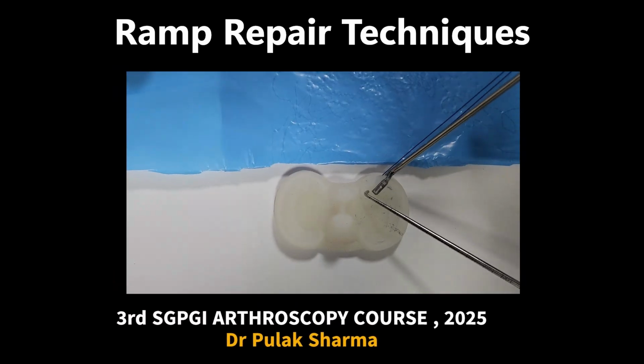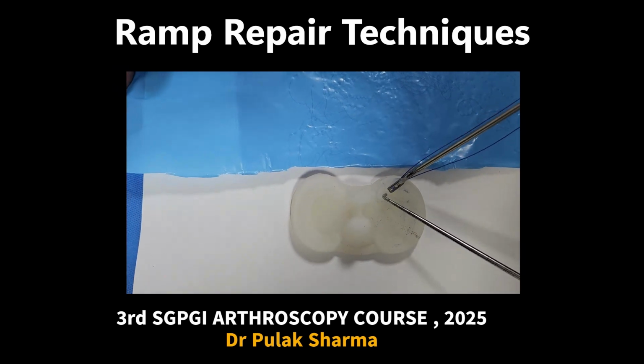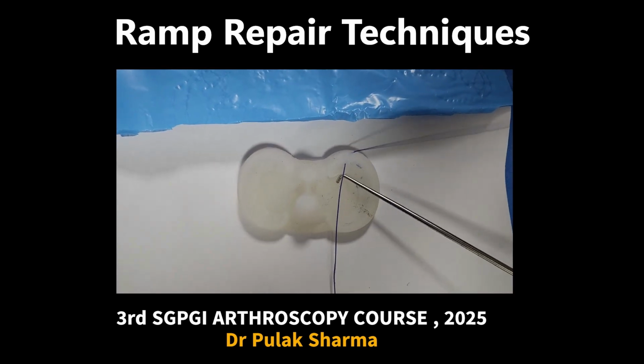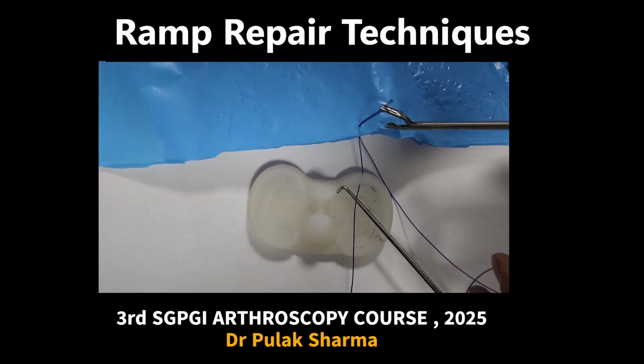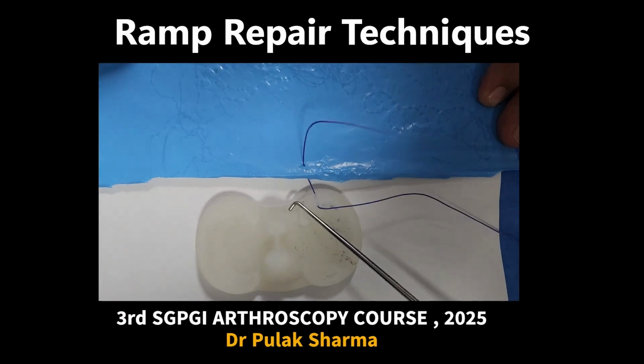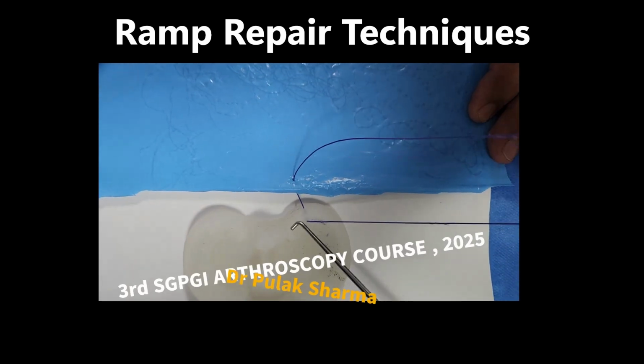The wires are passed through the meniscus and then the capsule, and knots are placed using a knot pusher. Depending upon the length of the tear, multiple knots can be placed using the principle of one knot at every 5 mm.